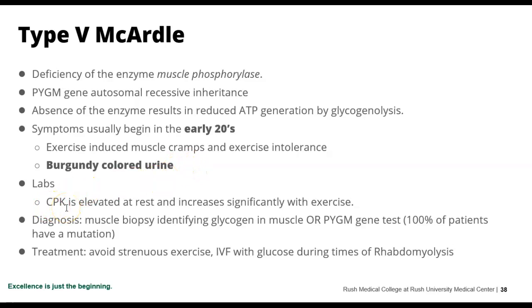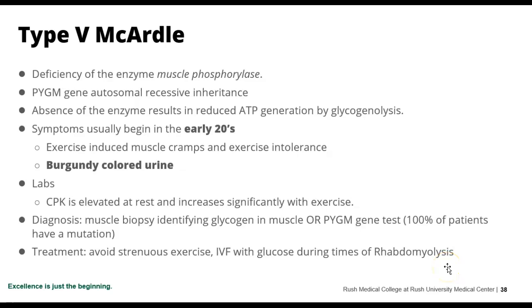CPK or creatine kinase is usually very elevated, sometimes into the thousands, and usually it shouldn't be over 100. The diagnosis can be made by either a muscle biopsy, which we don't do too often, or looking at genes. About 100% of patients have this mutation, which is much less invasive than getting a piece of muscle, but neuro would probably disagree with me. Anyway, treatment: avoid strenuous exercise. So no more weightlifting, IV fluids with glucose during times of rhabdomyolysis.